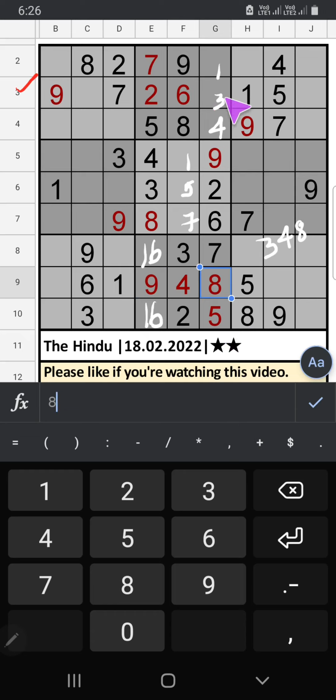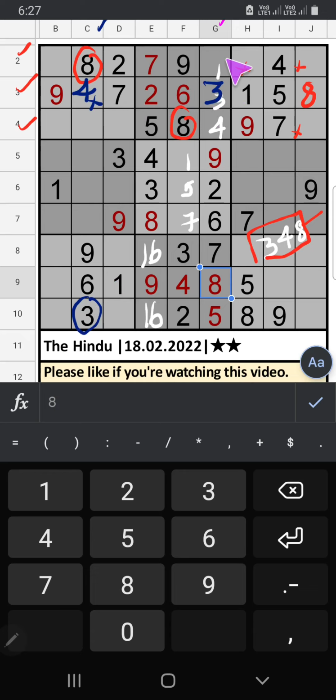Third row, 3 numbers are remaining: 3, 4, 8. In the 2nd row and 4th row we have 8. So 8 can't come in these cells. Then 8 is confirmed here. Then only 2 numbers are remaining, 3 and 4. Column C we have 3. So 3 can't come in this cell. 3 is confirmed here. Then 4 is here.